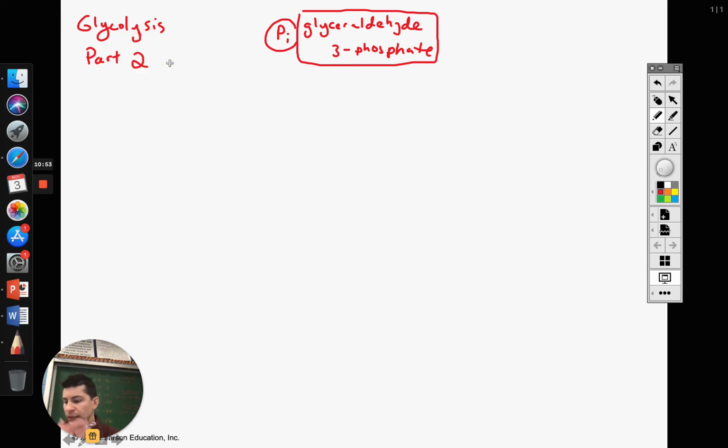All right. So we're going to take this and do some basic transformations here, nothing too crazy. And again, I know I keep repeating this, but we are going to do this twice. One on this side with our 3-carbon molecule and one on the other side with our 3-carbon molecule. So what we're going to do next is bring in some NAD+.